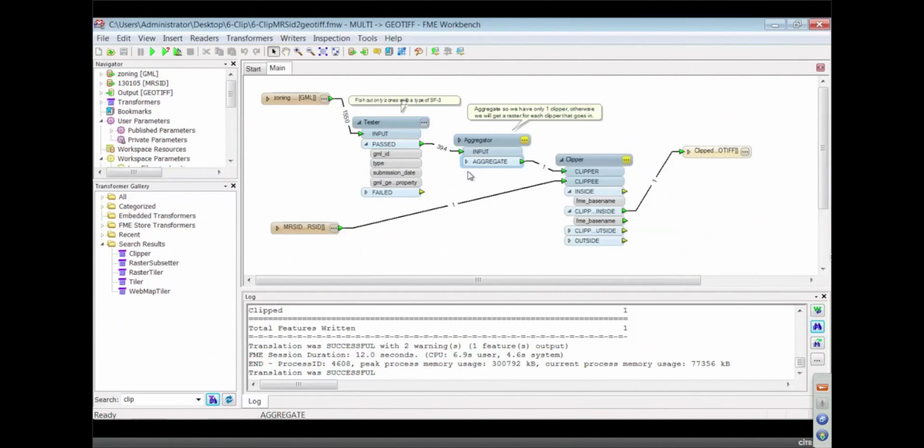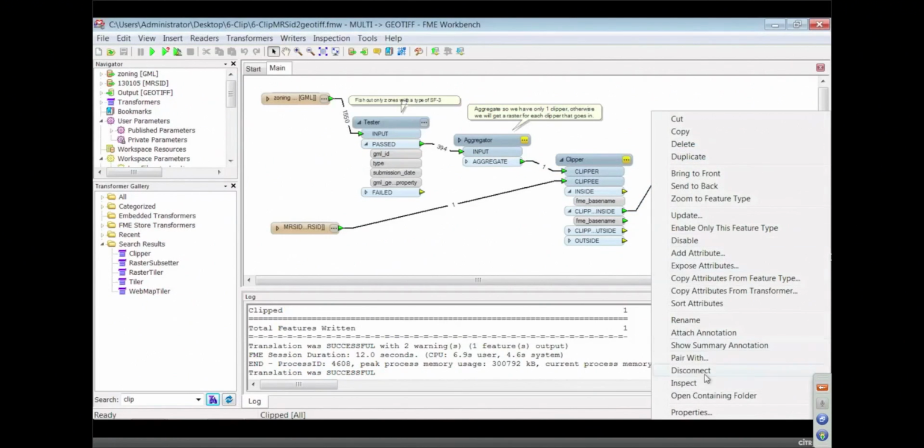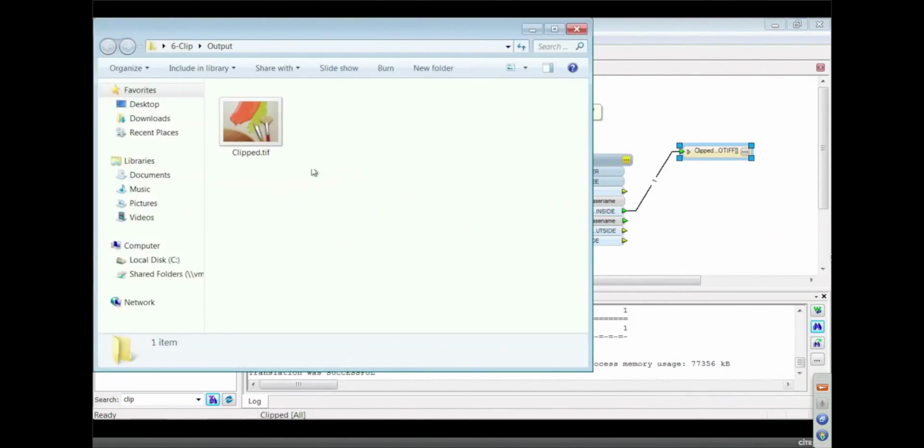The aggregator basically takes all of the clipping boundaries and makes it into a single feature. It's an easy way to create a single clipping boundary of multiple polygons. Okay, it's a multi-part feature. And so one clipper comes in, which means only one thing comes back out. Yes. All right, so let's take a look at the containing folder for this thing.